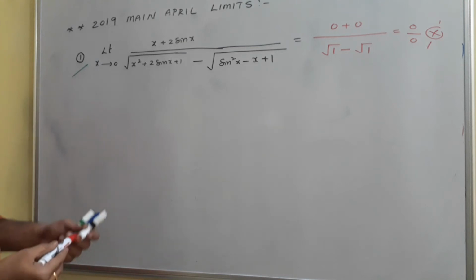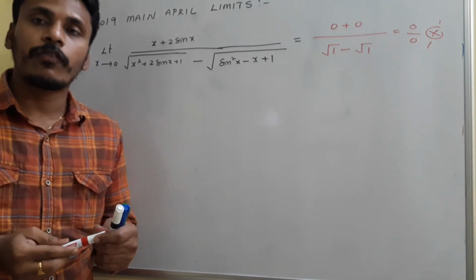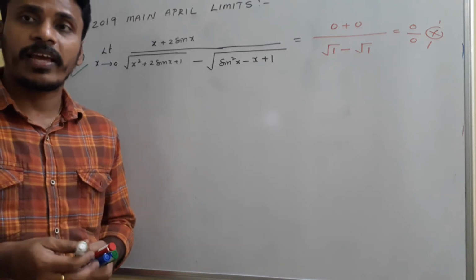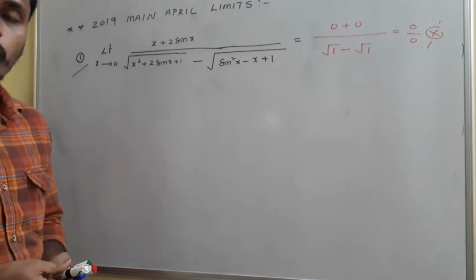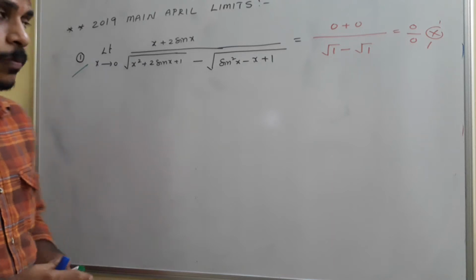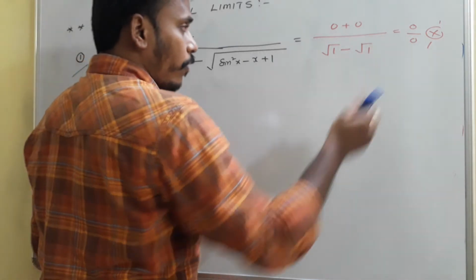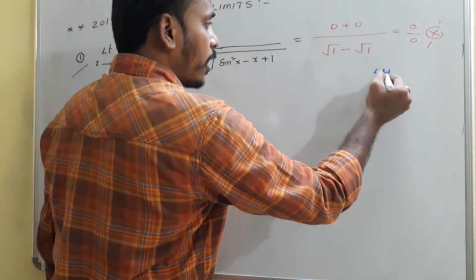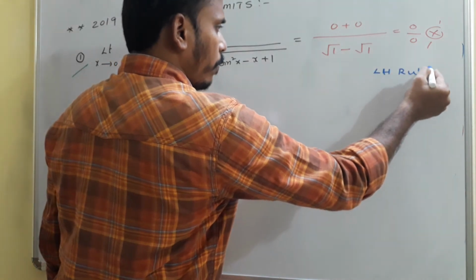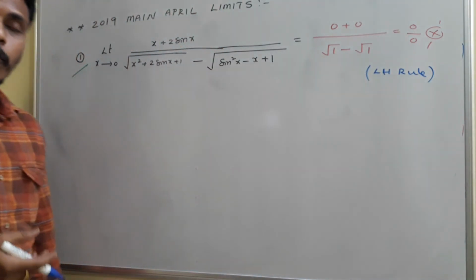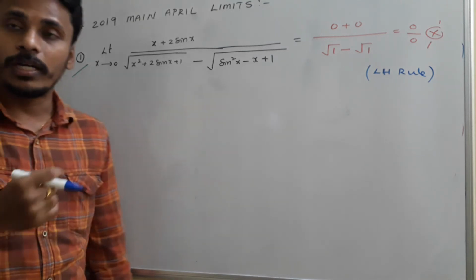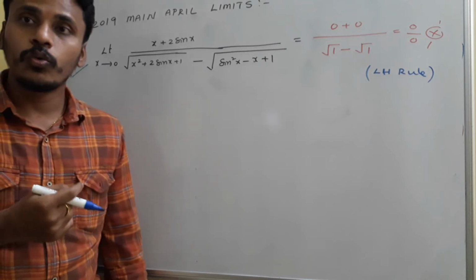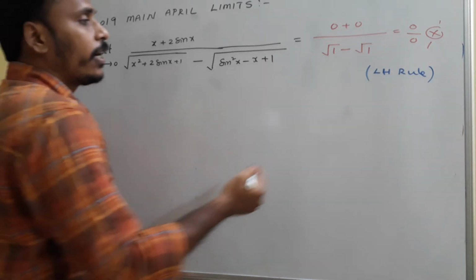Since it is an indeterminate form, to avoid it, either we may go with some mathematical logic like rationalization, or we may solve the problem using L'Hospital rule, because it is of the format 0 by 0. Now my idea is to use L'Hospital rule to solve the problem. But to solve the problem using L'Hospital rule, we need to consider the derivatives of both numerator and denominator. You need to have an idea about differentiation.